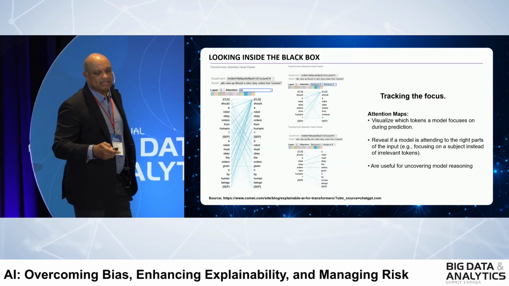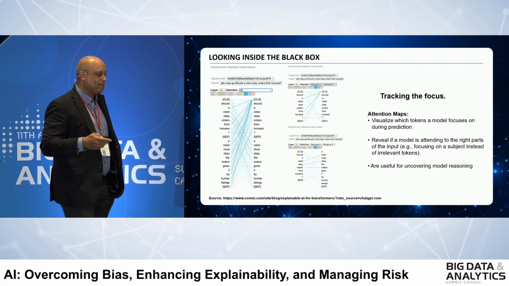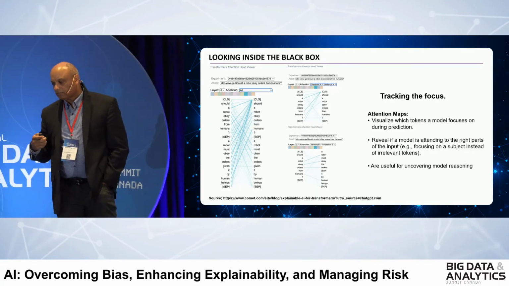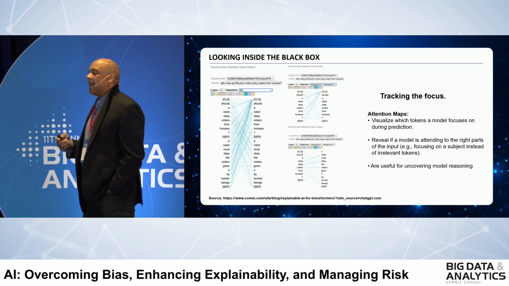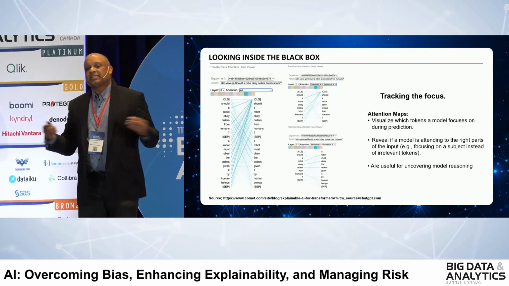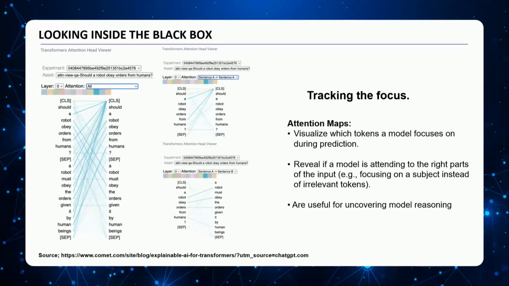So one of them is tracking what we call attention maps. There's actually a very important part of the model called self-attention. And what it really does is it says, look, if you give me a sentence, I'm going to focus on certain parts of that sentence, and the pieces that I focus on will influence my outcome. So if you say the fox jumped over the moon, I might think about the fox and the moon.